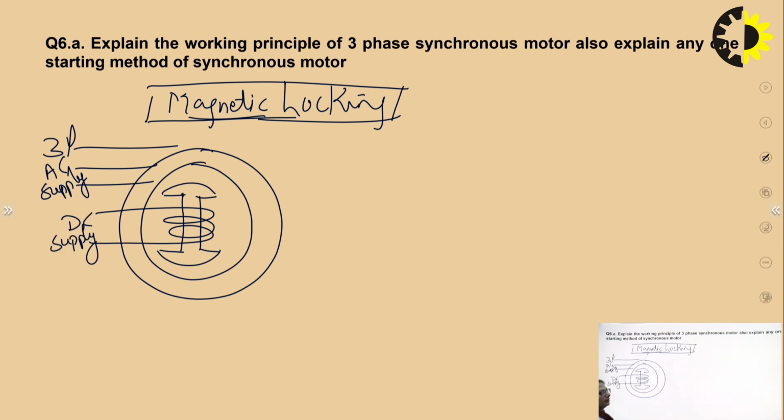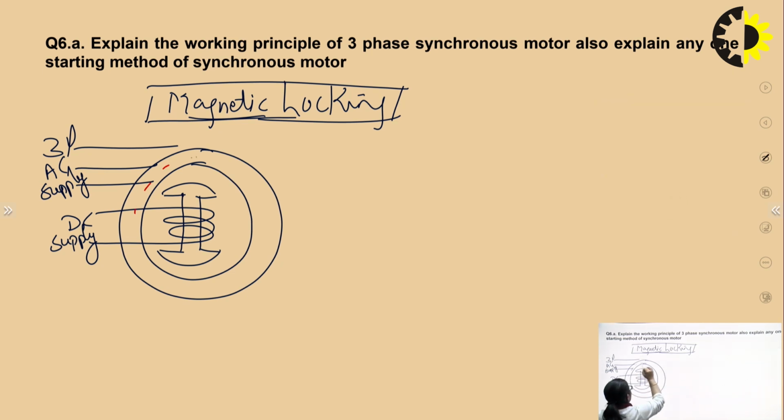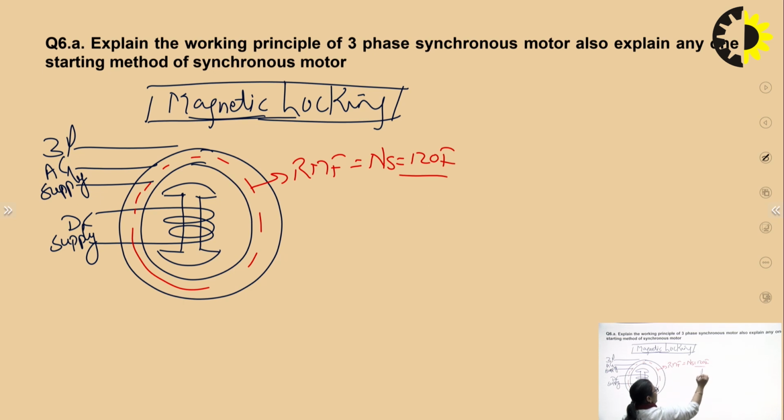Now what used to happen? As we give a three-phase AC supply to the stator, there will be a production of rotating magnetic field, right? It will be rotating at a speed of Ns given by 120 F by P. Say the direction of the rotation is clockwise. In fact, the direction depends upon the phase sequence of the three-phase AC supply we are giving. Say that is clockwise, right?